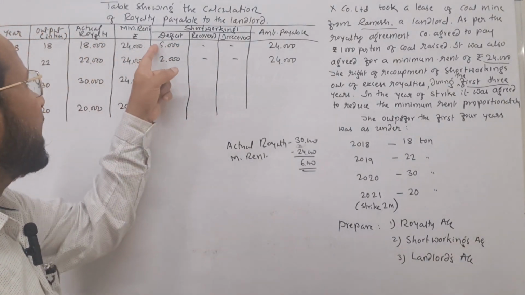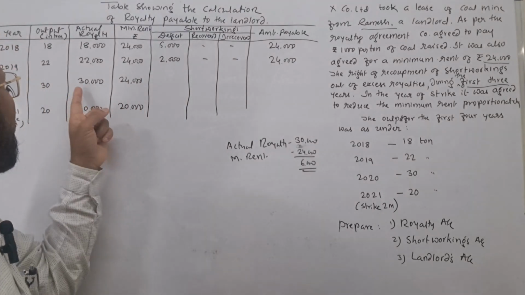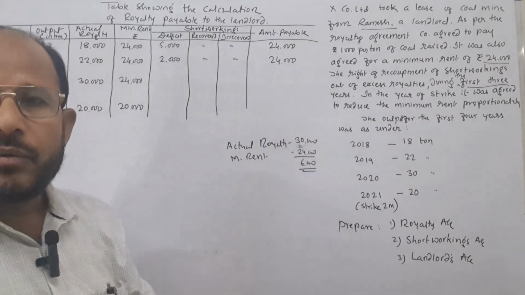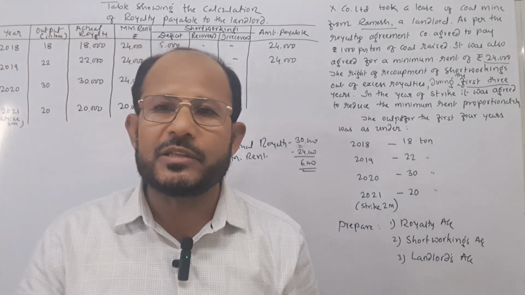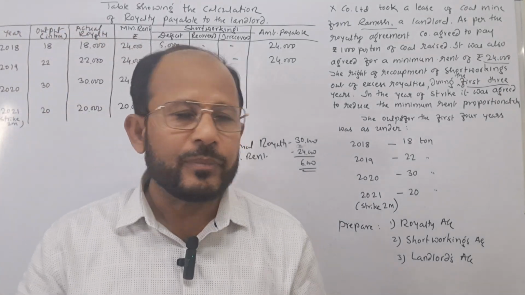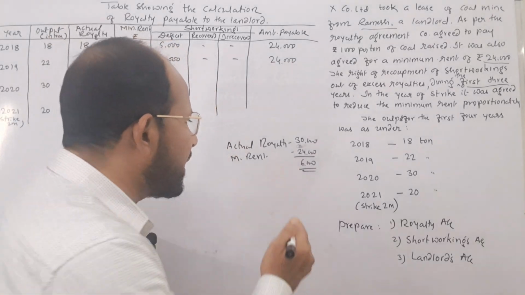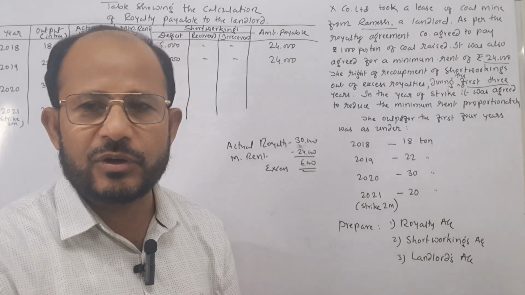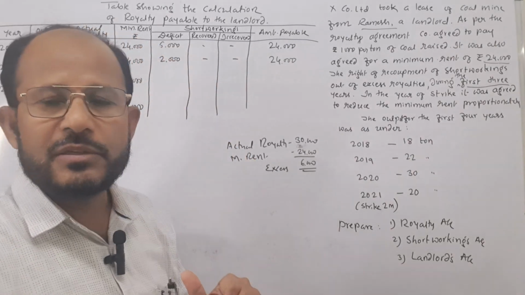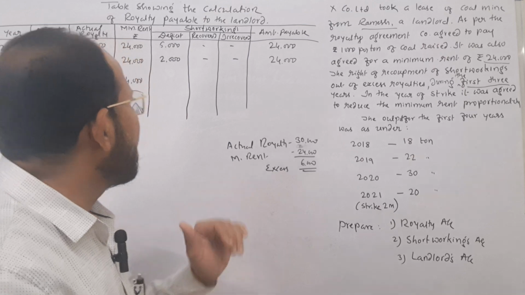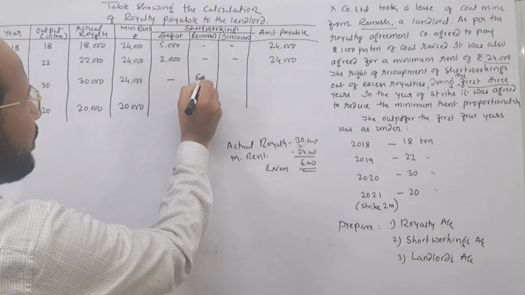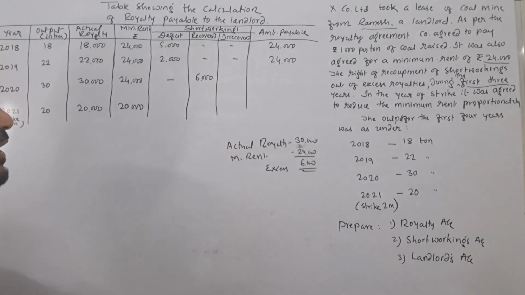In case this 8,000 is not recovered out of the excess royalties of 2020, then whatever irrecoverable amount is there is a loss to the company. Here you see, excess royalty is how much? Only rupees 6,000. But the short workings are rupees 8,000. That is why, when rupees 6,000 is recovered, we have to put it in the recovery column.